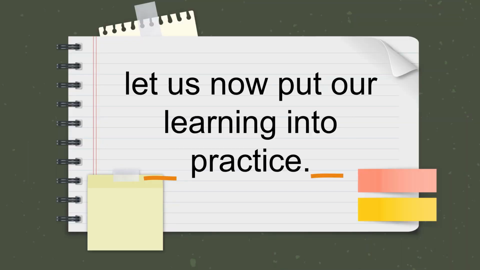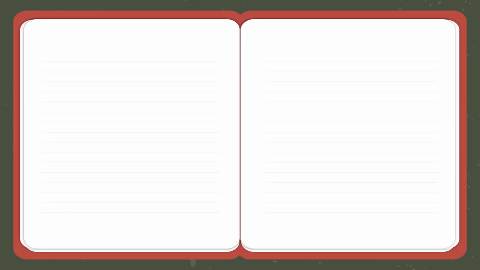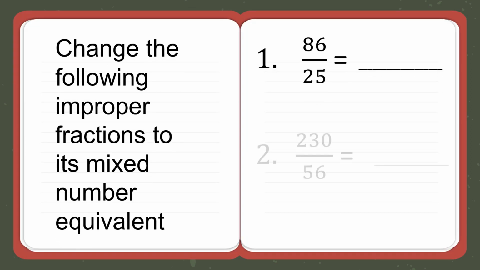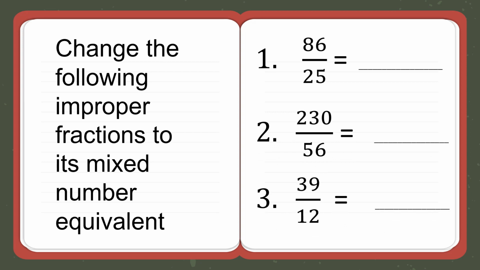Once again, get your activity notebooks and let's start answering the following activities. Change the following improper fractions to its mixed number equivalent. Number 1. 86 over 25 is equal to blank.